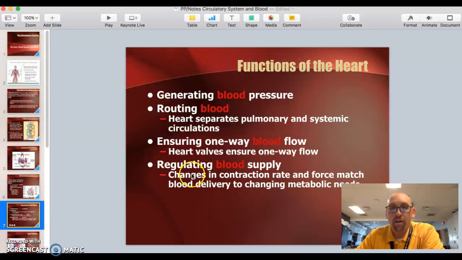And like I said, it regulates blood supply to where it should. So if you are doing exercise, your heart rate goes up, which then means it's going to pump harder and faster to deliver more oxygen and more nutrients to your cells and remove more of the carbon dioxide that's being made because of cellular respiration. So your heart rate will go up or down depending on what you're doing to meet this kind of demand of oxygen to your cells.